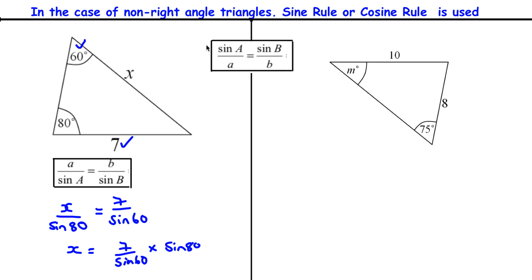So the answer to this is 7.96 to 1 dp. That would just move, the 6 would move the 9 up to an 8. Okay, so depending on what the examiner's asked you.